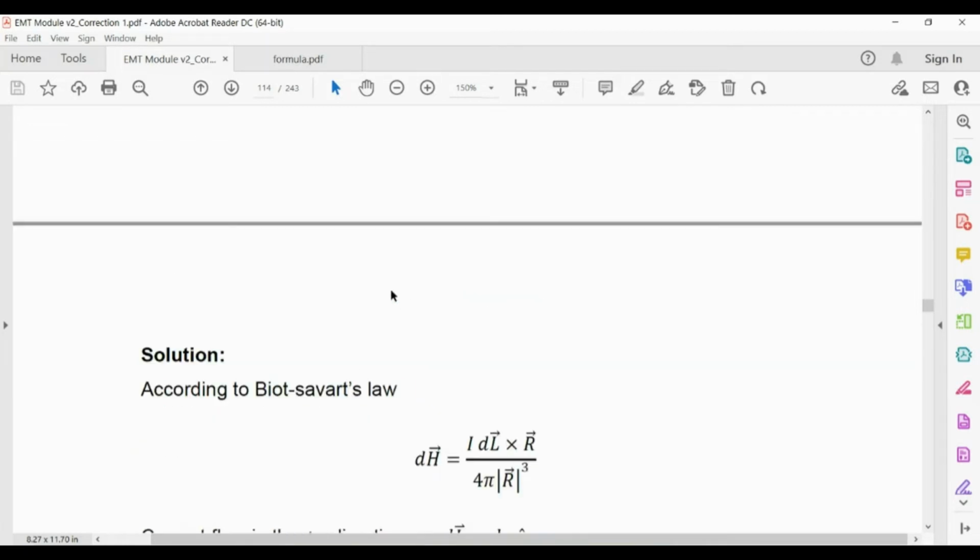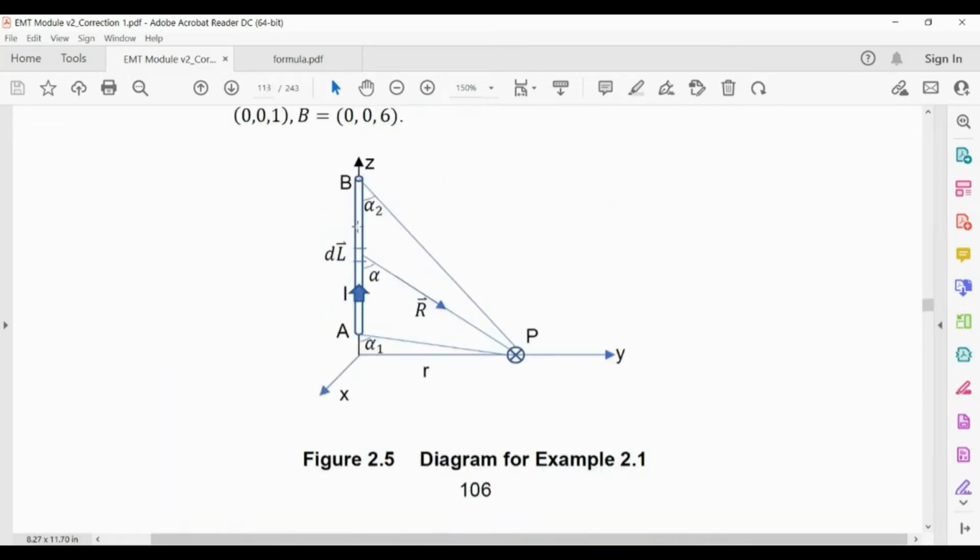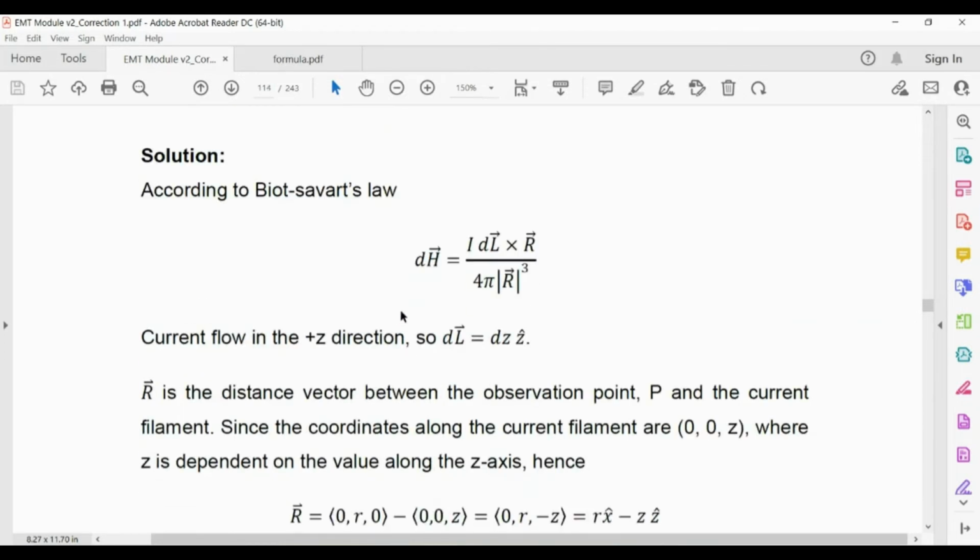If you look at this example, current is flowing in the z direction, along the z axis. So your dl is the length of your current filament, following the z direction, so it will become dz, positive z. This positive z direction shows that the current is flowing in the positive z direction, following the length in the z axis.